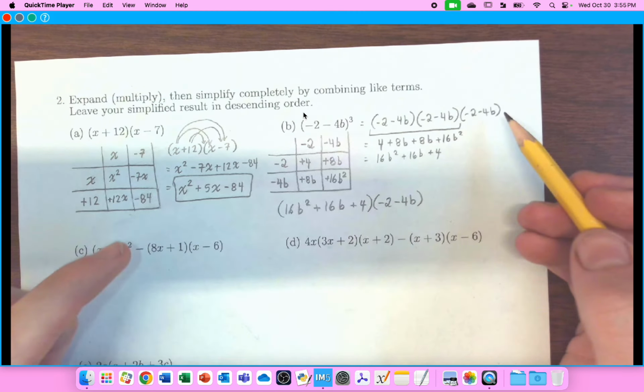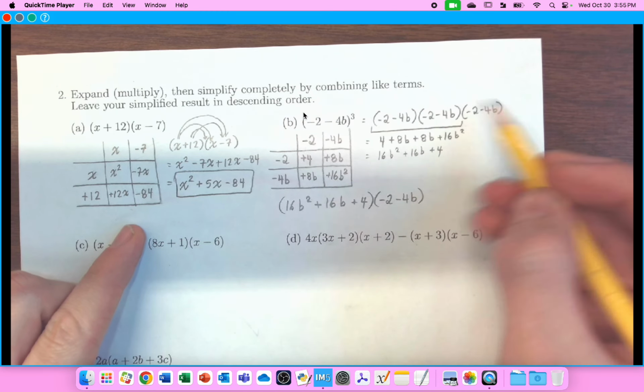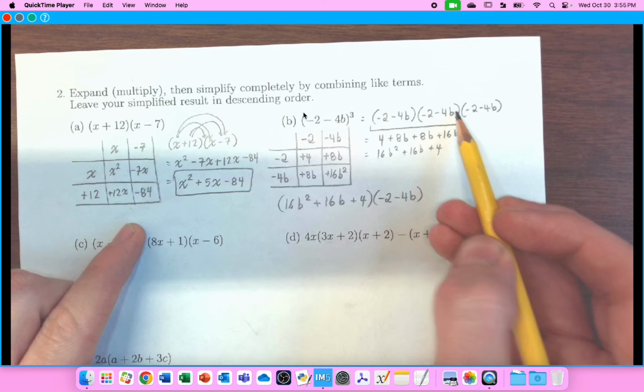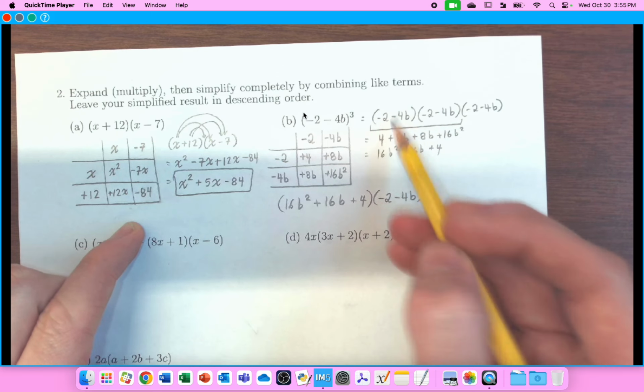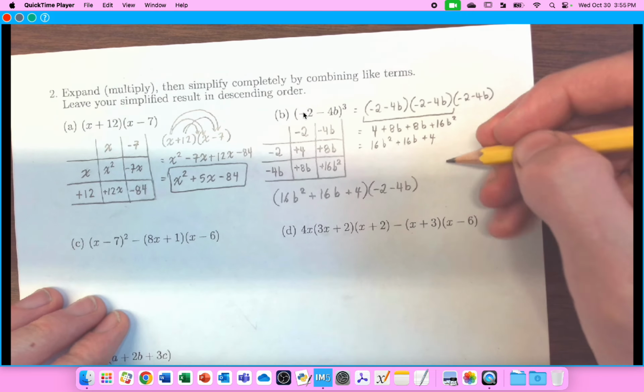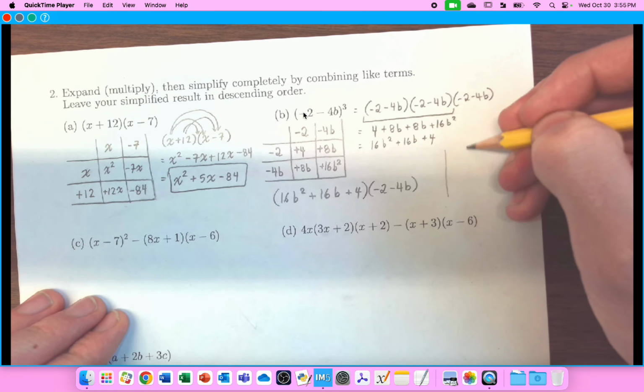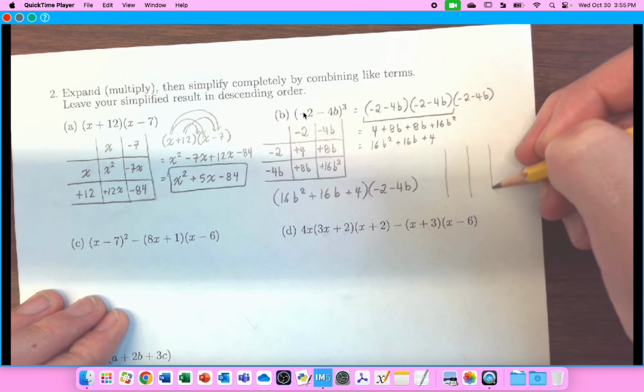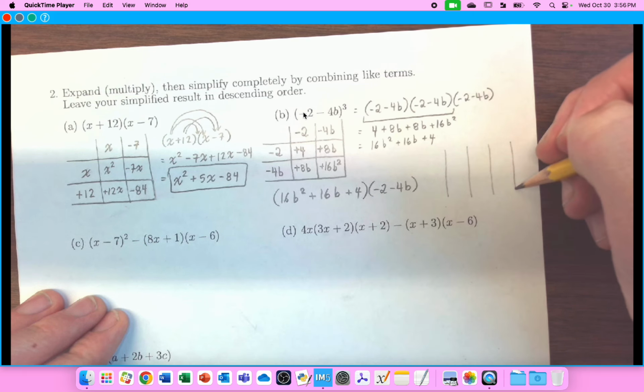Okay, now I want to multiply this by this last thing, because we already did this, but I have to take this result and multiply by that again. So it's basically this. So let me draw my little thing again.